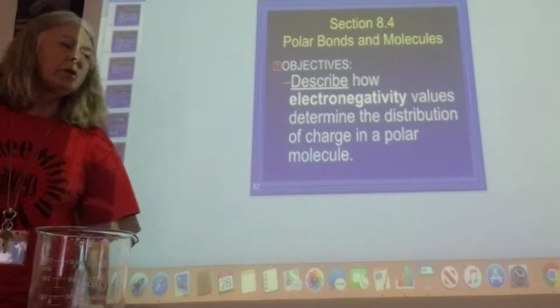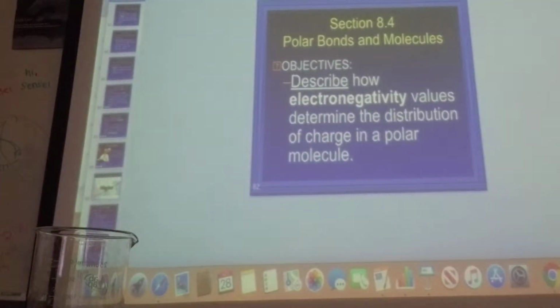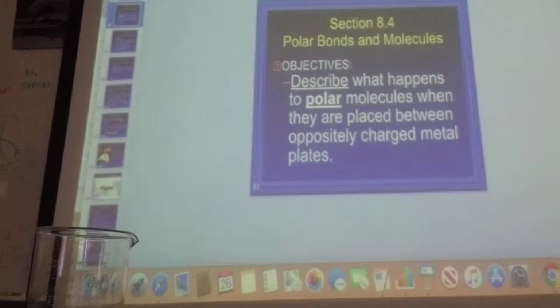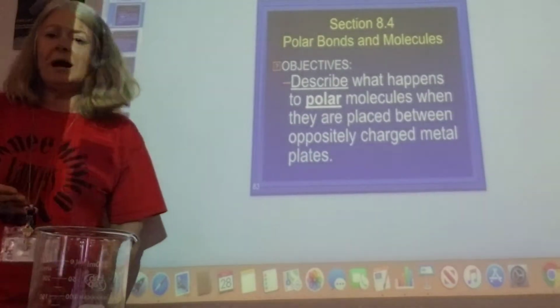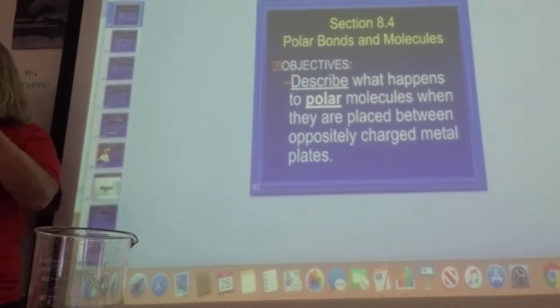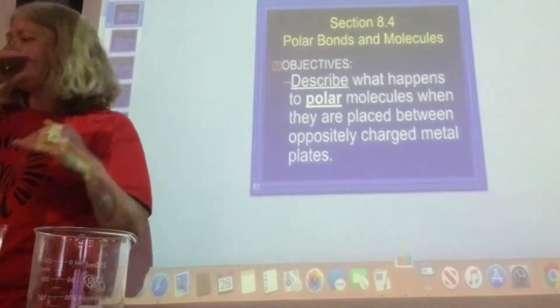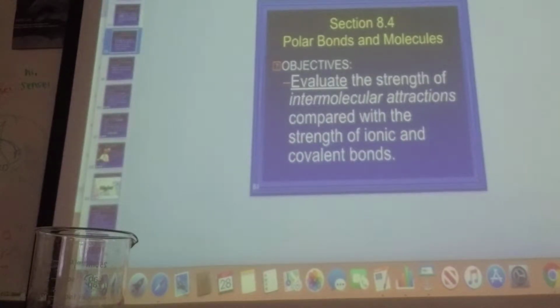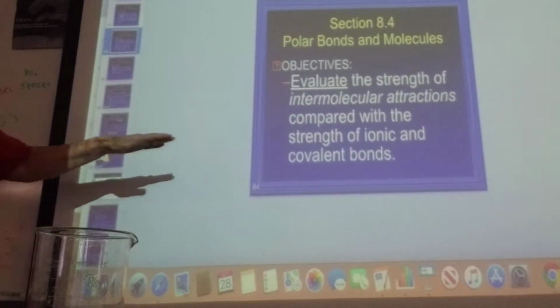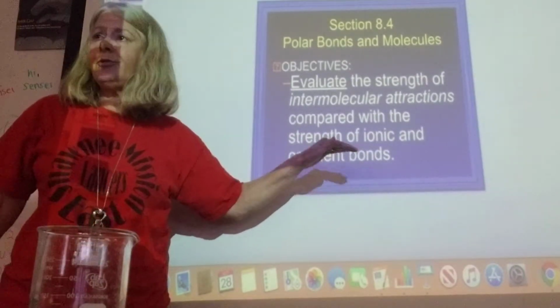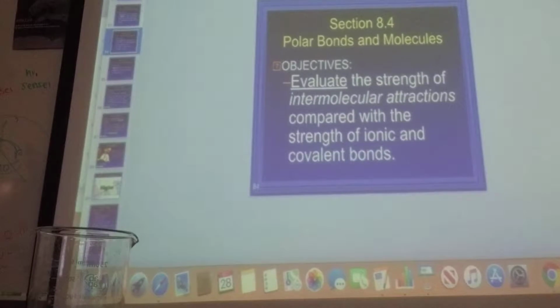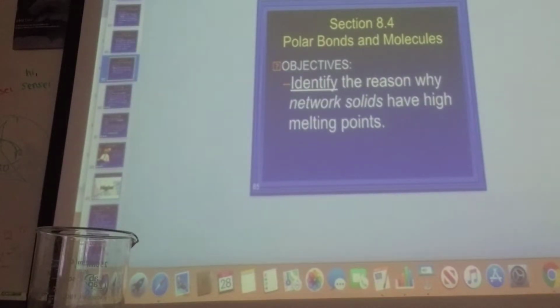Today we're going to start with polarity and polar bonds, and we're going to talk about electronegativity and distribution of charges in a polar molecule. We're going to briefly talk about what happens to polar molecules when we place those molecules in between charged plates, a positive and a negative plate. And I think the toughest thing of today will be talking about intermolecular attractions compared with ionic bonds, comparing ionic bonds and three different types of intermolecular attractions for covalent bonds. And we'll briefly talk about network solids, but we don't do a lot on those.